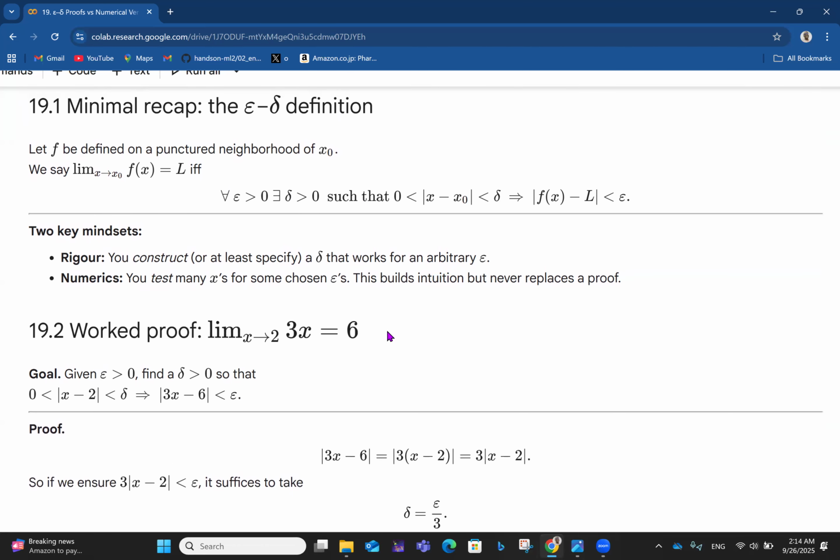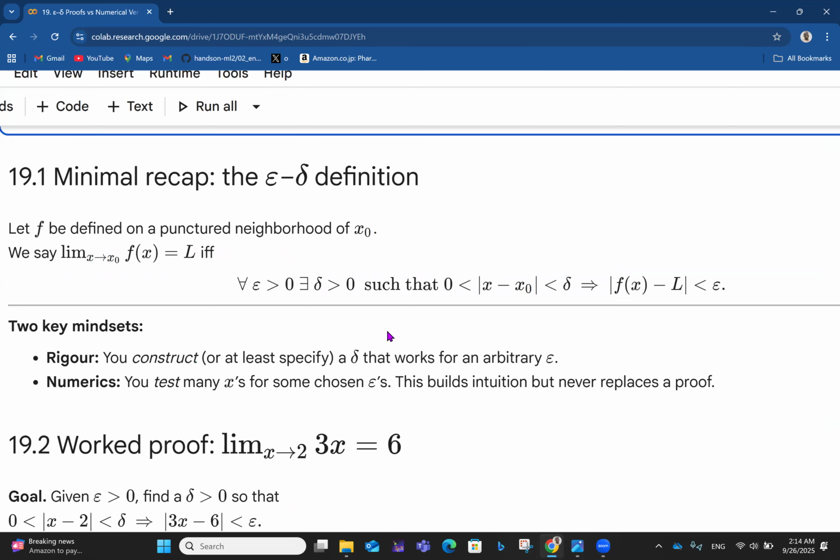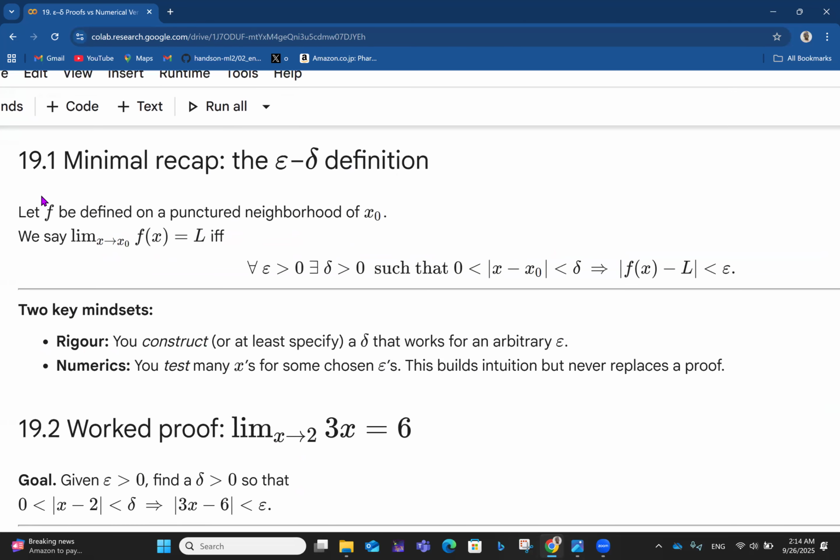in section 19.1, the minimal recap for the epsilon-delta definition. And it simply says: let f be defined on a punctured neighborhood of x naught. All right. So we say that the limit as x approaches x naught of f of x is L if and only if, for all epsilon greater than 0, there exists a delta greater than 0 such that 0 is less than the absolute value of x minus x naught, which is less than delta, and that implies that the absolute value of f of x minus L, the difference between the function and the limit, is less than epsilon. So that is the basic statement.